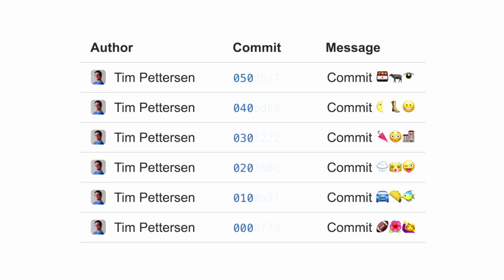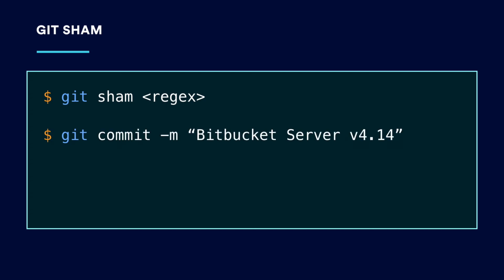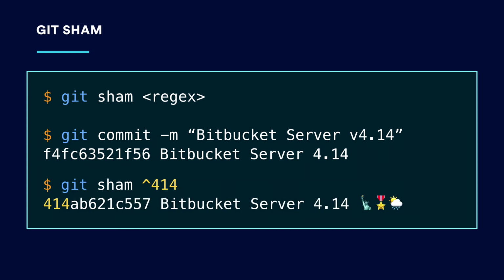So the way I've created this repository is using another Git extension called git-sham. Now what sham does is it takes a single argument, a regular expression, and then it changes the commit message from your most recent commit by appending a random string of 3 emojis to it. And it does this over and over again until the commit SHA matches the regular expression that you gave it. This is terrible. You should not do this in any circumstances.